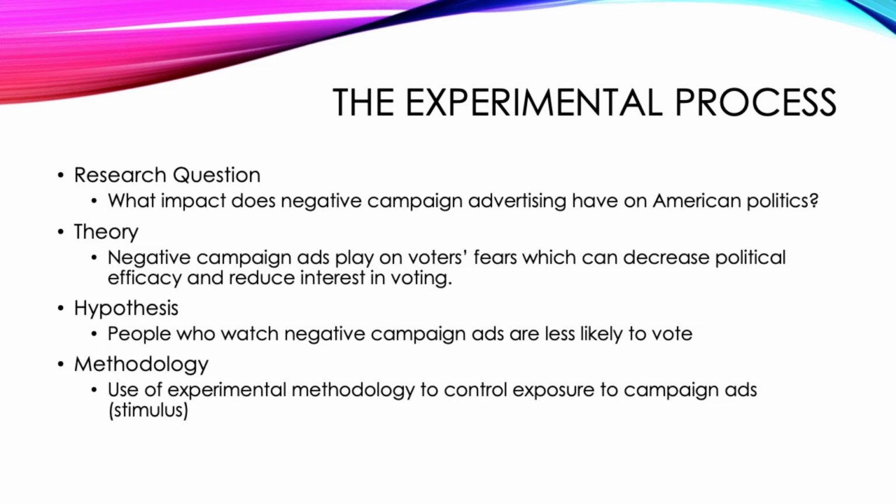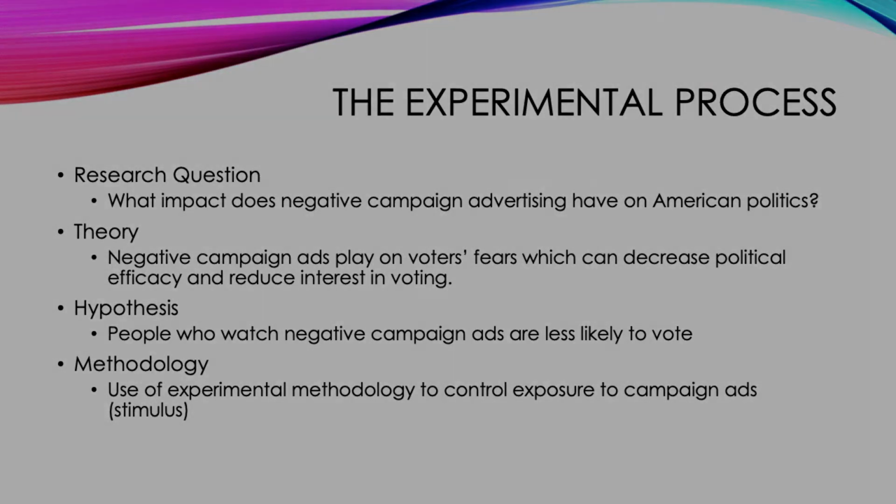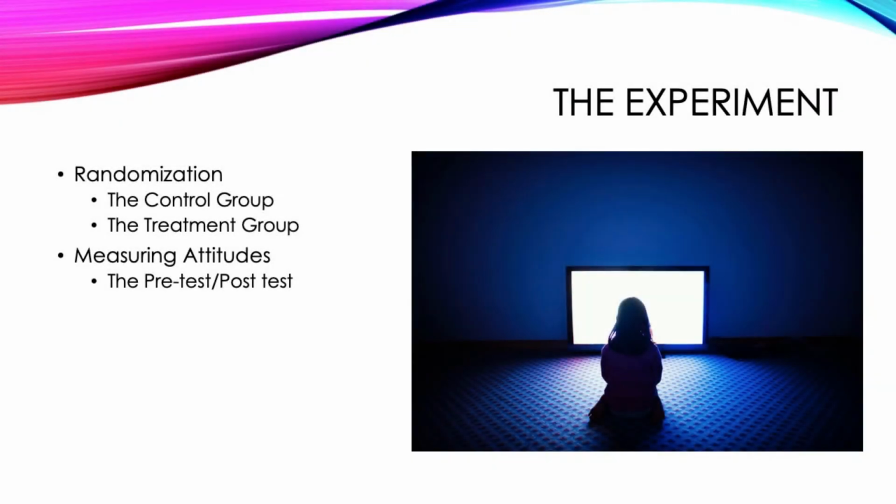So we would construct our hypotheses. People who watch negative campaign ads will be less likely to vote. And what's unique about our experimental methodology is that we can control who gets exposure to a negative campaign advertisement. We refer to this as the stimulus, and who does not get exposure to the stimulus. That's the control group.